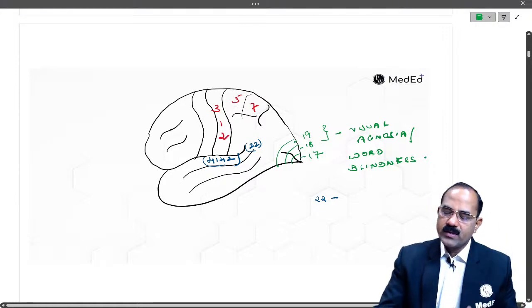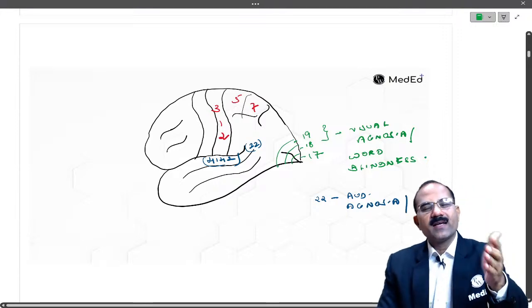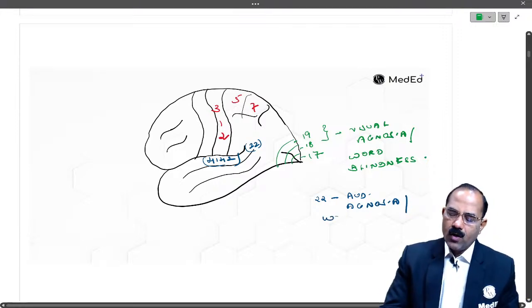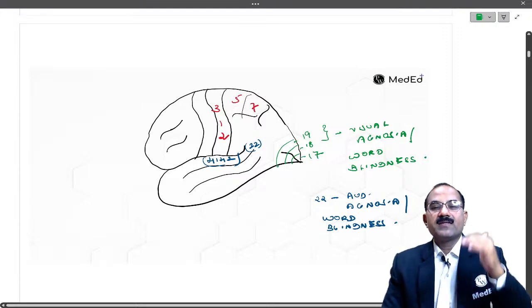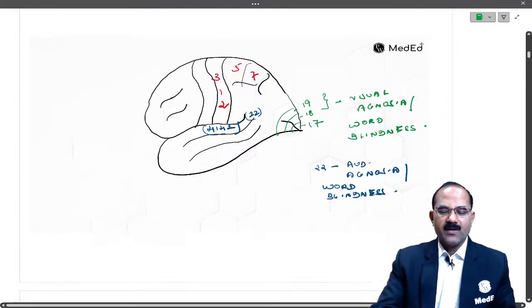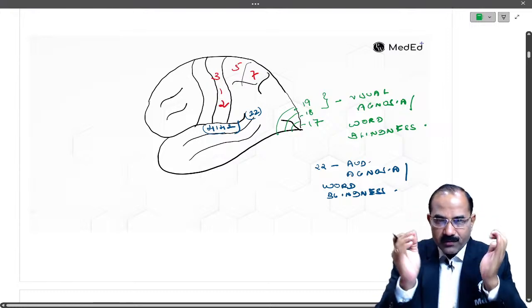Auditory agnosia. That is known as auditory agnosia. Just a visual agnosia. So this is auditory agnosia, or this is what we call as word blindness. Word blindness. This is also known as sensory aphasia. Sensory aphasia, right? Now, a person is listening, that means 41, 42 is intact.